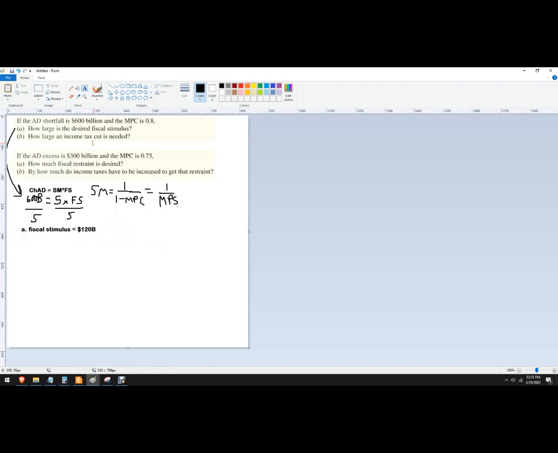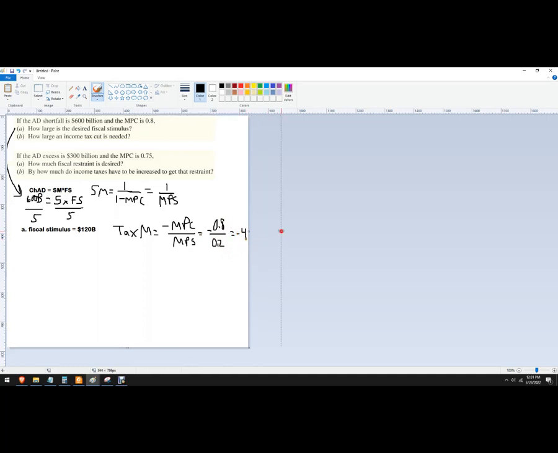Okay. All right. Now, how large of an income tax cut is needed? So we have the same setup, except instead of the spending multiplier, we're going to use the tax multiplier. I'm going to call that tax M. The tax multiplier is negative MPC over MPS. So here, this is negative 0.8 over 0.2, right? And so that's negative 4.